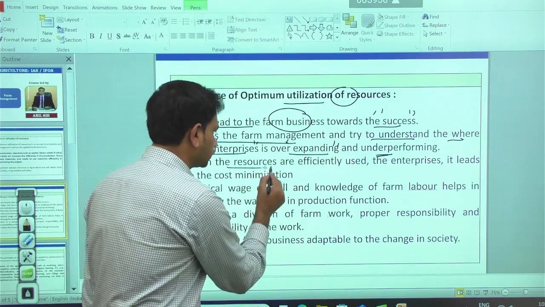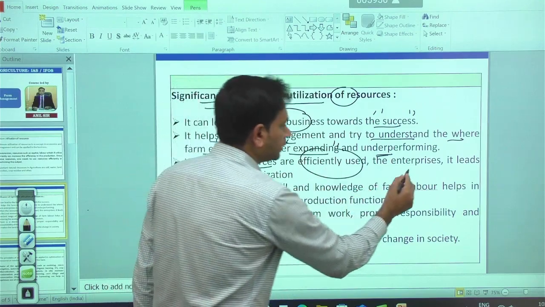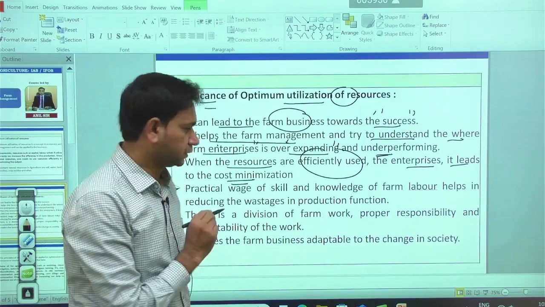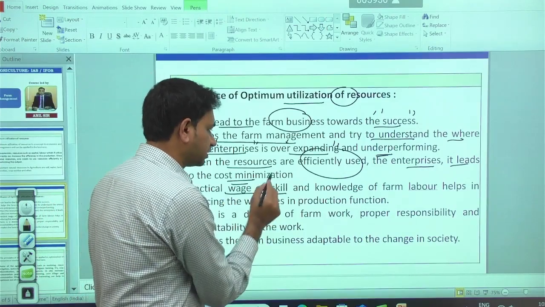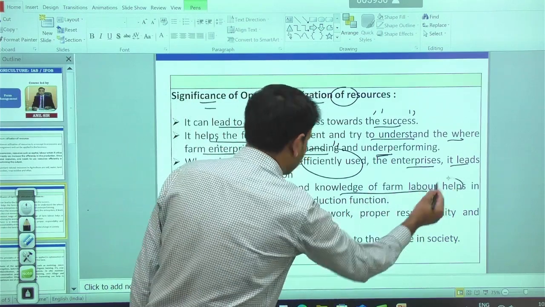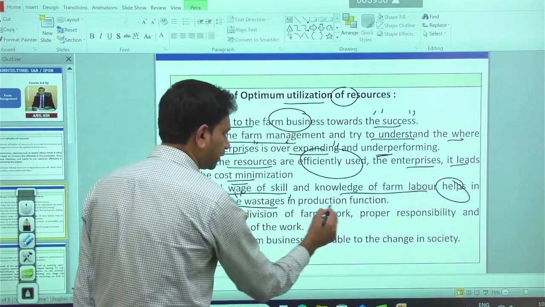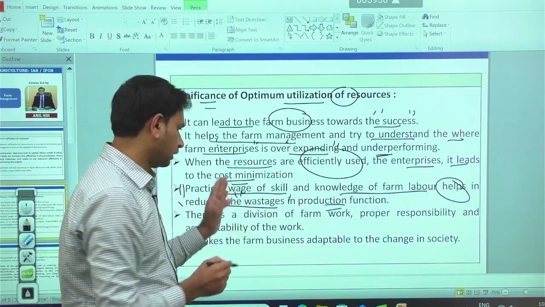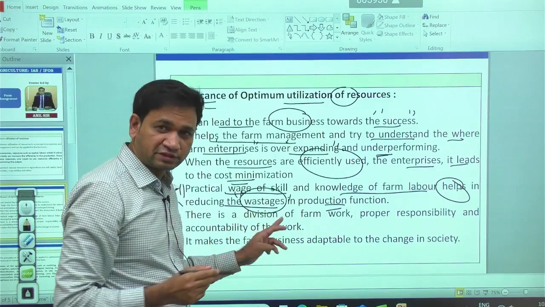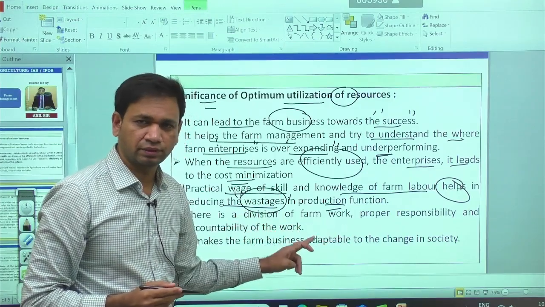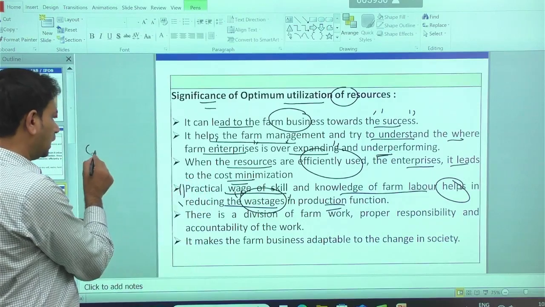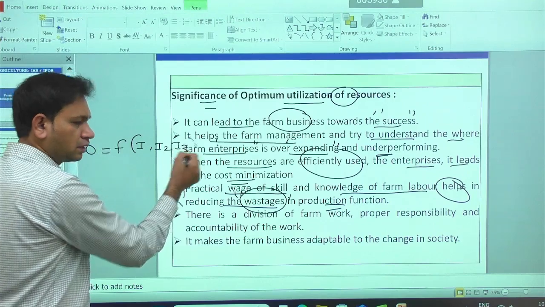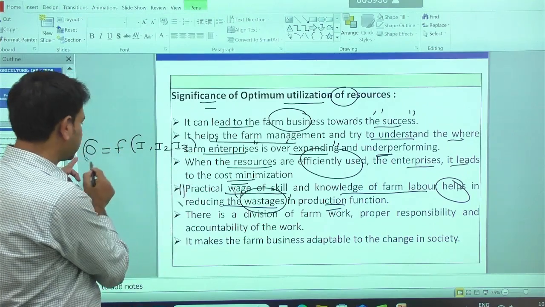When resources are efficiently used in the farm area, it leads to minimization of cost in the given enterprise. Apart from that, the practical use of the skill and knowledge of the farm labor can help in reducing wastages in the production function. Whenever there is proper use of labor and skill in farm work, wastages in the production function can be minimized as much as possible. In the previous class we said that production function means output is a function of various inputs. According to that, efficiency in production can be possible.